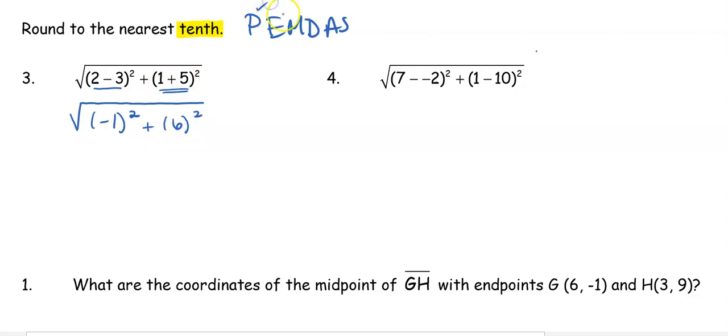First step done. Now I want exponents. A negative 1 squared. Remember, that's a negative 1 times a negative 1, which makes it a positive 1. You're always going to be squaring these numbers, so whether it's negative or positive, it's going to be positive because I'm squaring the negative, getting rid of it. 6 squared is 6 times 6, which is 36. Exponents done. I don't have multiplication or division, so I'm going to add those together to get the square root of 37. Again, not that bad, huh?